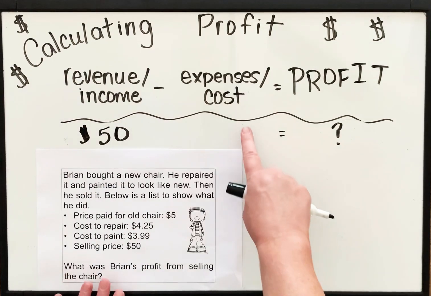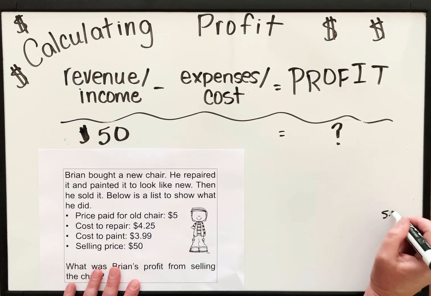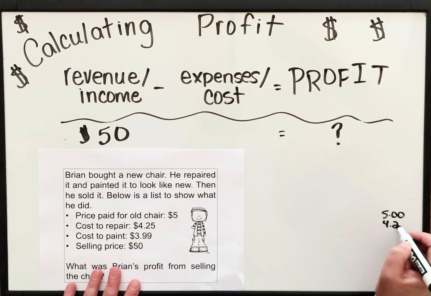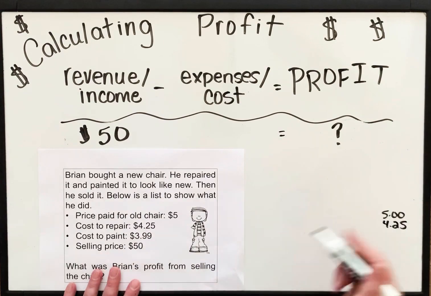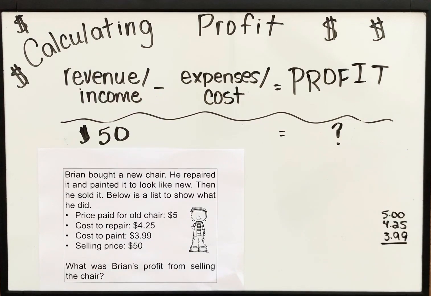Now, his expenses, I've got some other numbers here. So before he could fix this chair up, he had some expenses. The first thing he did was pay for it. He had to buy it. So $5 is part of his expenses. He repaired it for $4.25 and he painted it for $3.99. So we have some expenses, but I need to know my total expense. So I'm going to add these up.